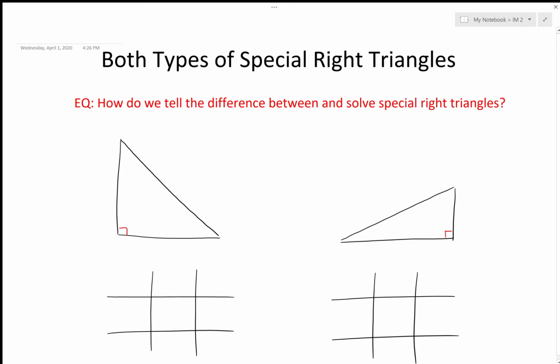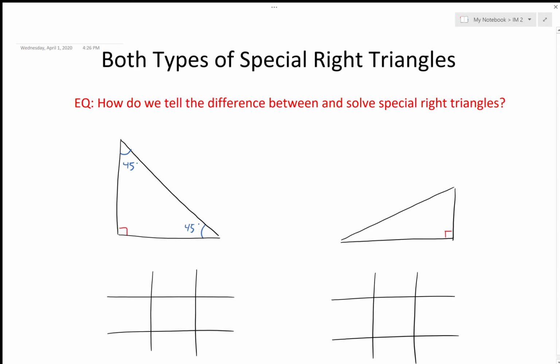This lesson is going to be a review of the last two lessons. Previously, we talked about special right triangles, and there were two types. The first type was the 45, 45, 90 degree triangle. So this triangle here on the left, these two angles are the same size. They are both 45 degrees. And then the one in the corner marked with the red mark is 90.